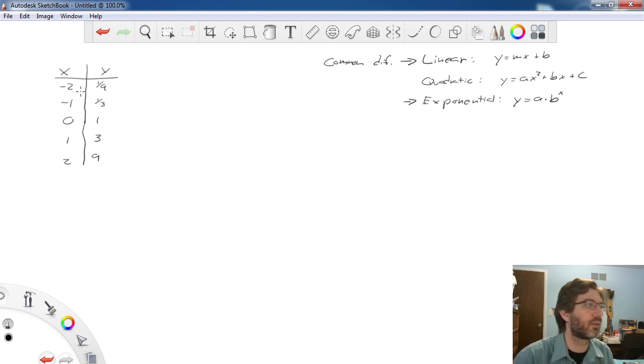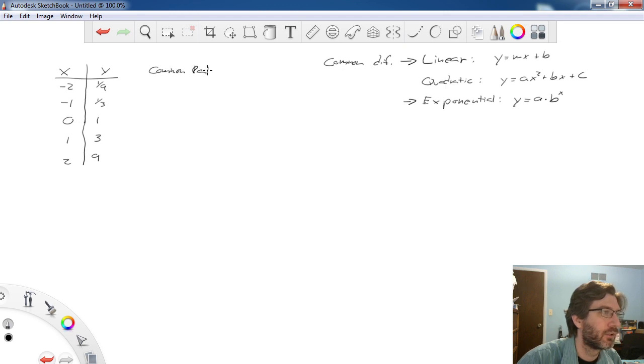But let's look at our common differences. Right? If we were to subtract these two, you would get a number less than 1. And this one here, when you subtract them, you'd get 2. So, I mean, obviously there's no common difference in the y column. And there is a common difference in the x column, but again, you're just adding by 1. But what's happening in the y column here is you're actually getting what's called a common ratio. And that means we're actually multiplying by something.